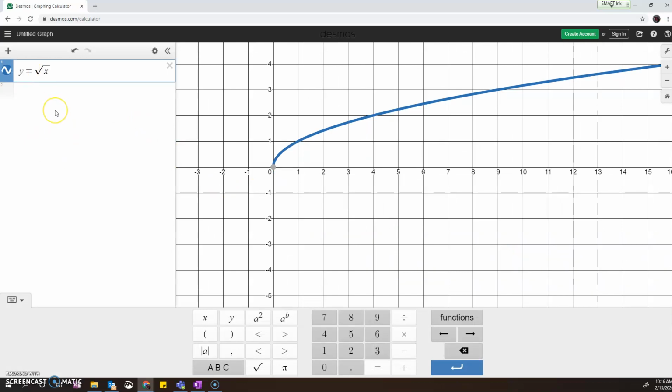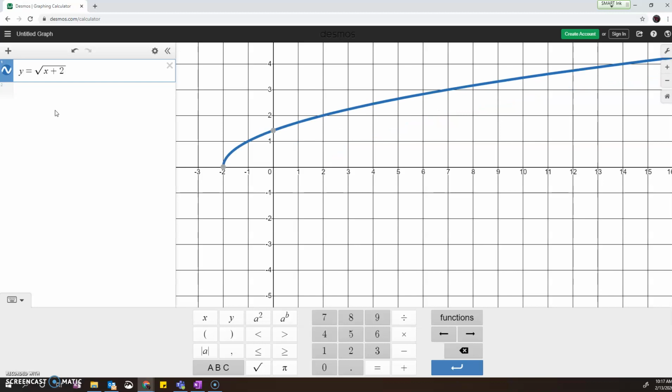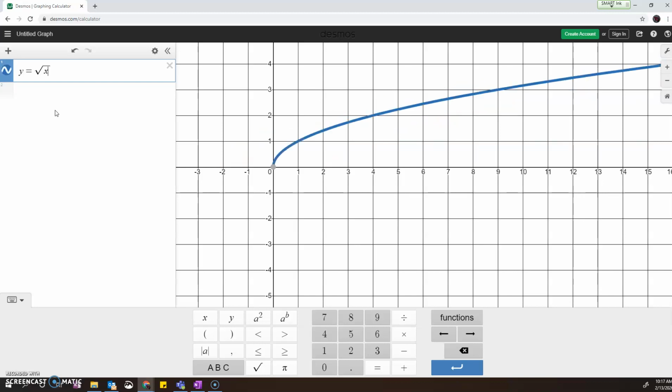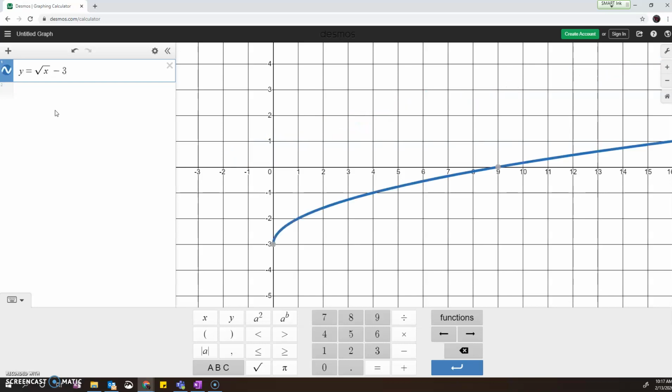All right, let's put something underneath the house. Let's do minus 2. Moved it to the right 2 places, yes? Yeah. If I did plus 2, it moves it to the left 2 places. Okay? And then finally, if we put something in the back, minus 3, moved it down 3 places, plus 2, moves it up 2 places. So that's how those 3 different numbers affect this graph.